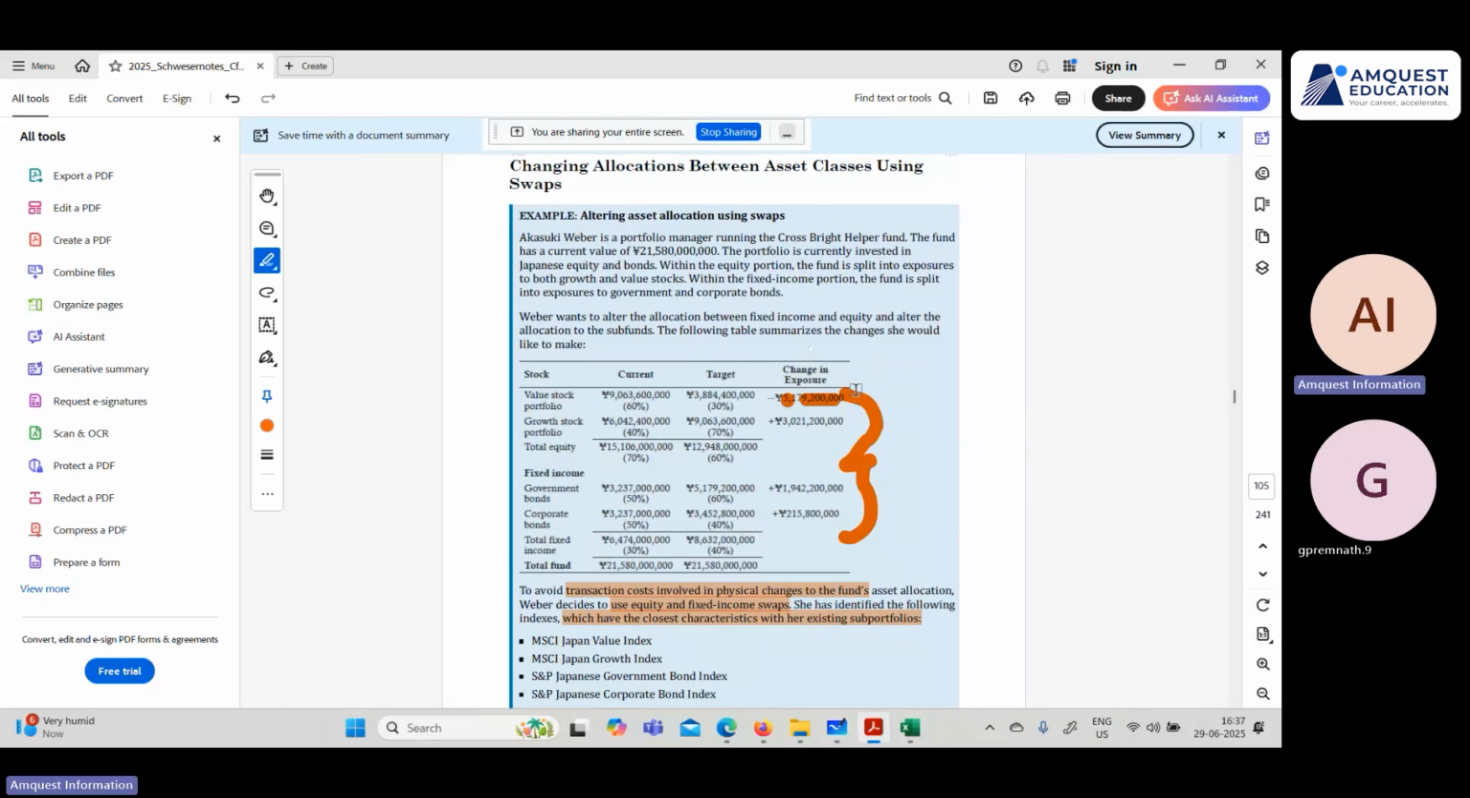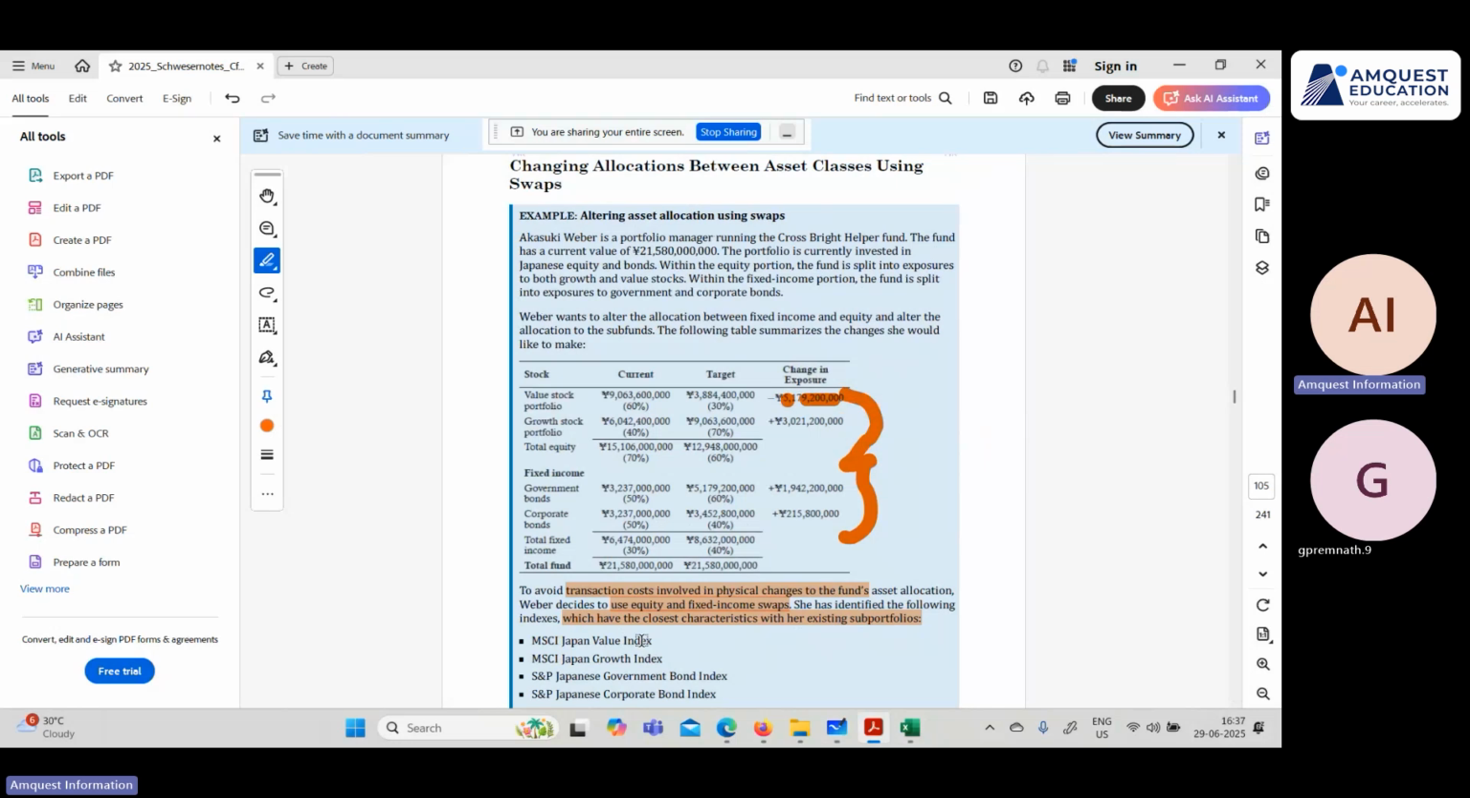Let me just read this through. I haven't read it. It is a portfolio manager running this much. The fund has a current value of this. Invested within the equity, the fund is split into, and within the fixed income. Wants to alter the portfolio in fixed income and alter the allocation to sub funds. To avoid transaction costs, she decides to use swaps. So it doesn't talk about anything related to whether she would get into receive fixed or receive floating. Yeah, that's not very clear. But maybe in the exam they will give you additional information, I'm sure, to solve this question.